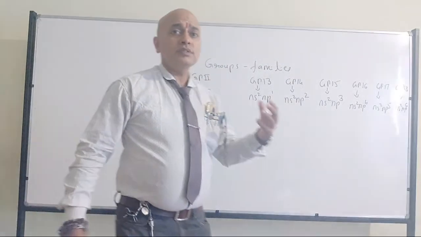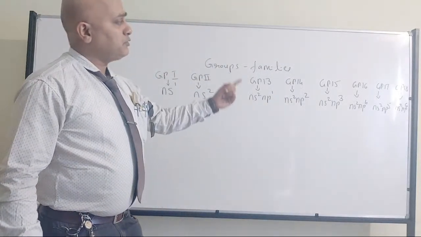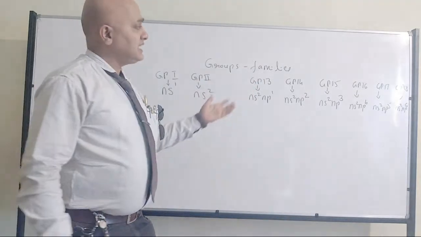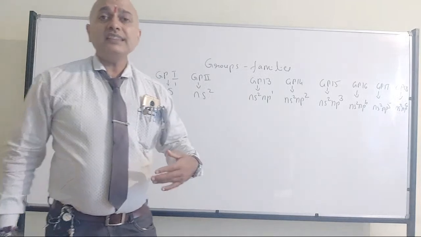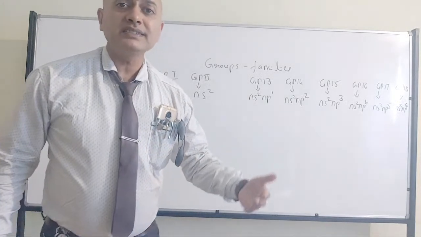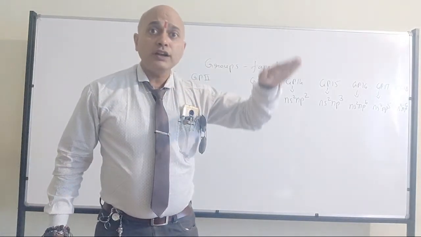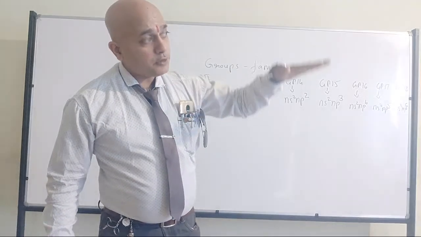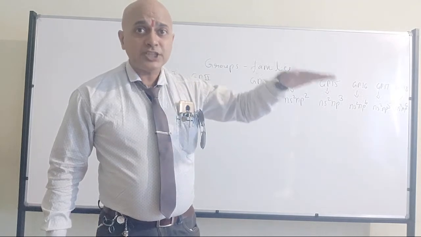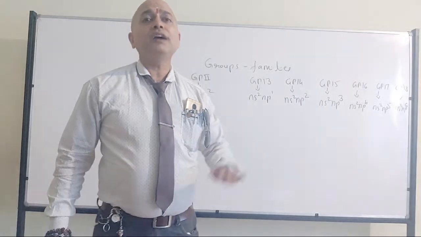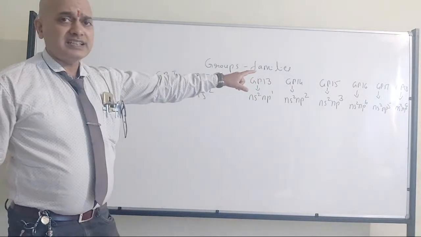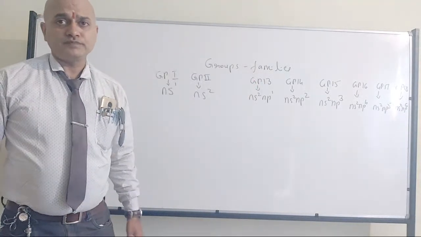If I am talking about the second period, then it will be 2s2 2p6. If I am talking about the third period, 3s2 3p6. Like that, the n value will be increasing as you move down the group, because when we are moving down the group, we are moving to the next period. Due to that, there will be an increase in the respective n value.